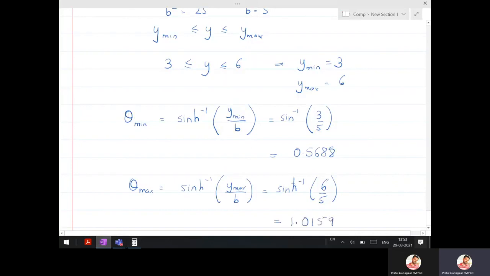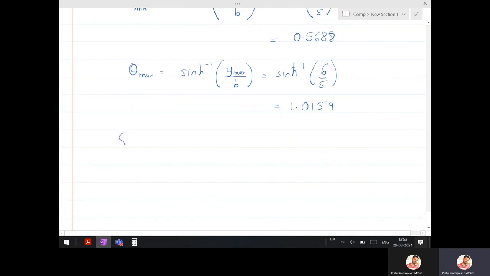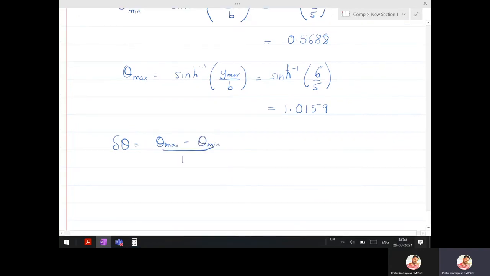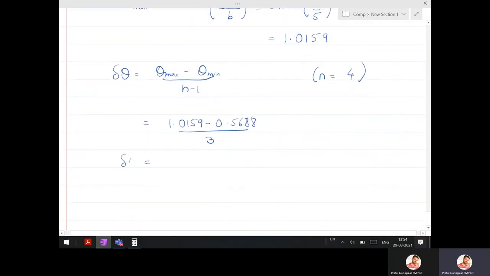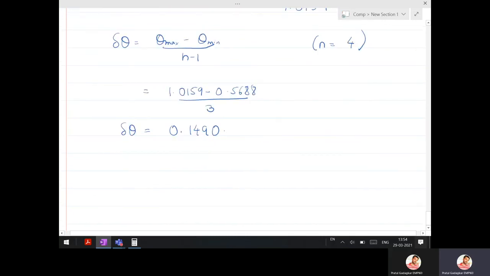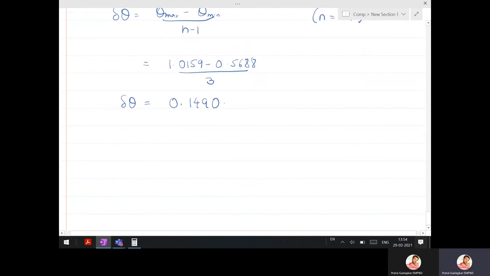And therefore my value of delta theta is theta max minus theta min upon n minus 1. How many points are we supposed to generate? We are supposed to generate 4 points, so it is equal to 1.0159 minus 0.5688 divided by 3, and that comes up to be delta theta is 0.1490.